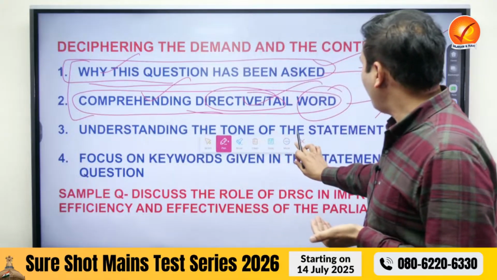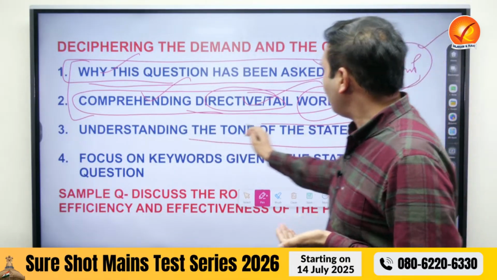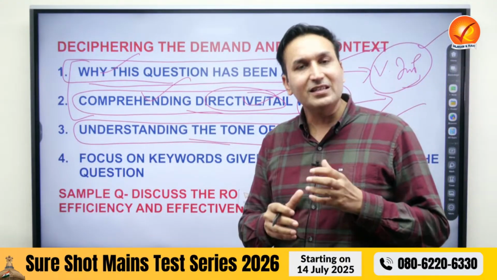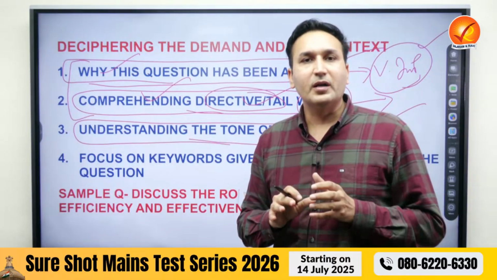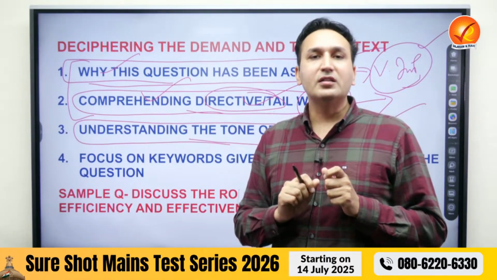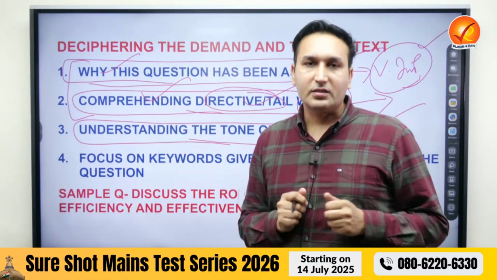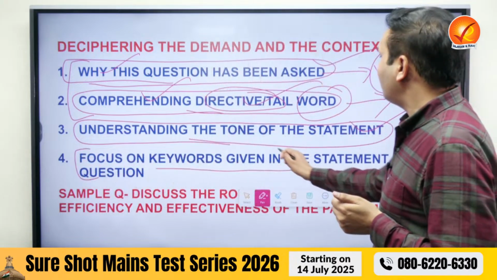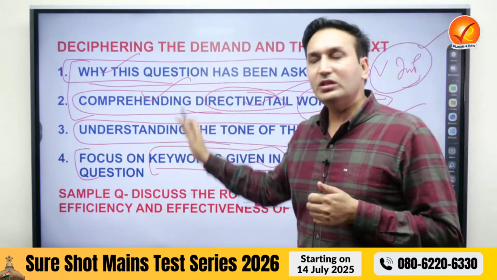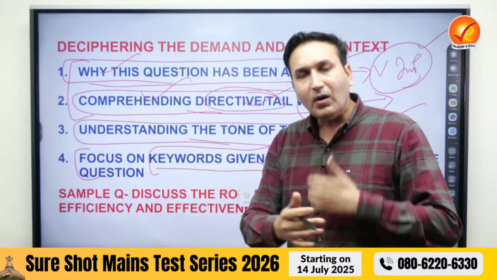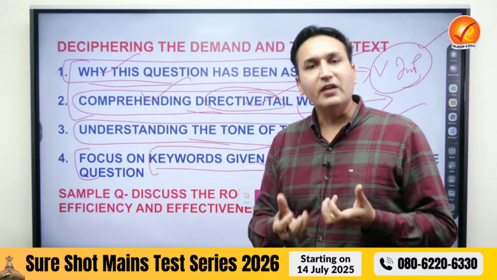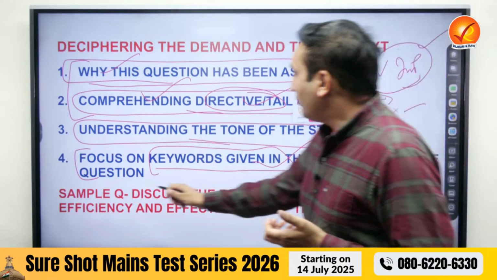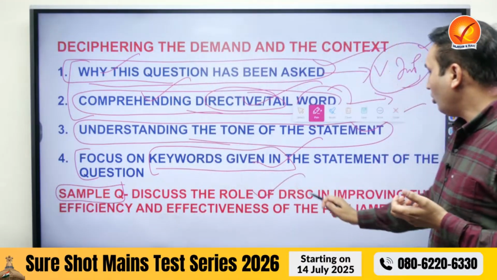Another point is understanding the tone of the statement, that what is the tone of the statement. That also tells you whether the tone is a little bit pessimistic or optimistic. This tone of the statement points you towards which part of the answer, in which direction you have to steer your answer. So this again is an important parameter. Another area is to focus on keywords given in the statement of the question, right? So all these 4 points, all these factors, when combined together, they help you in deciphering the exact demand of the question, right?